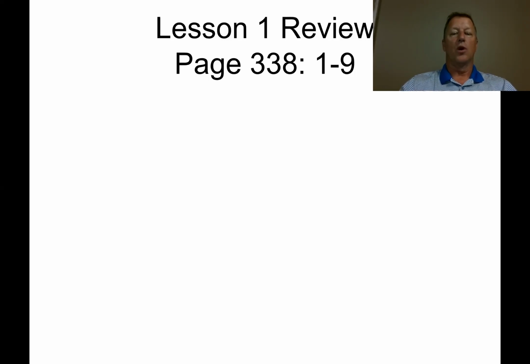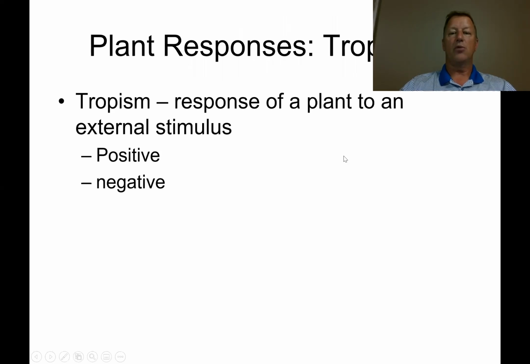All right, so we are going to actually have a little lecture here right now, and we are going to talk about plant responses, and plant responses are something that we're going to call a tropism. A tropism is any response of a plant to an external stimulus. It could be positive, it could be negative. If it's positive, it means it's growing towards that. If it's negative, it's growing away from that.